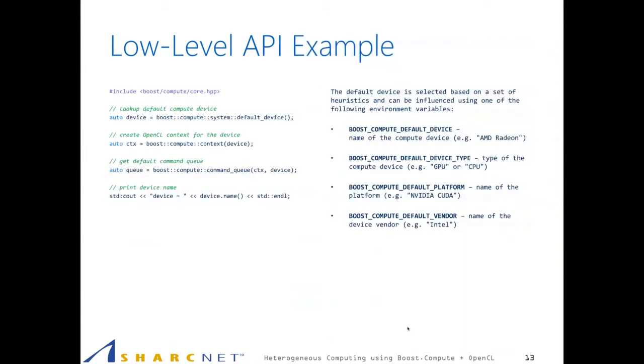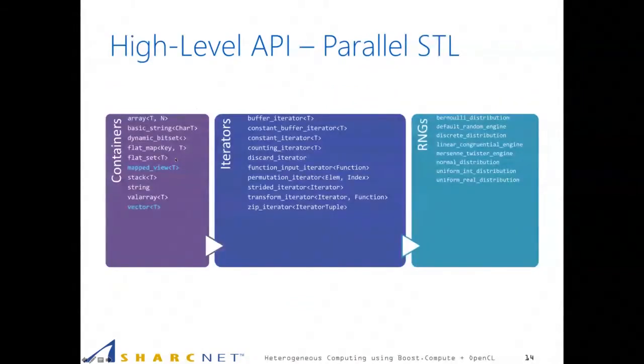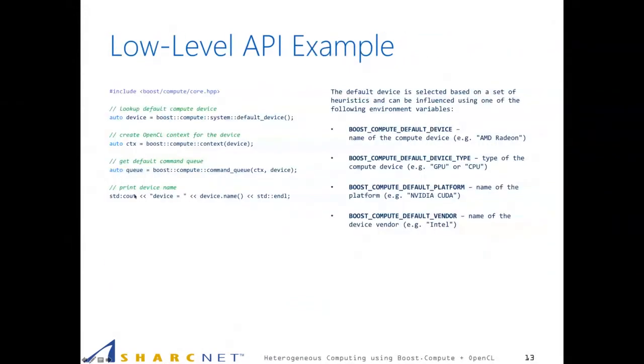One good thing about the low-level API is that there are some functions for getting the default device. For example, if you want to get the default device on a running system, we can use this function call to simply do that. And then using that device, you can create your OpenCL context and also the command queue using this line of code. And if you later want to print a device name, you can use this to print the device name and send it to standard out.